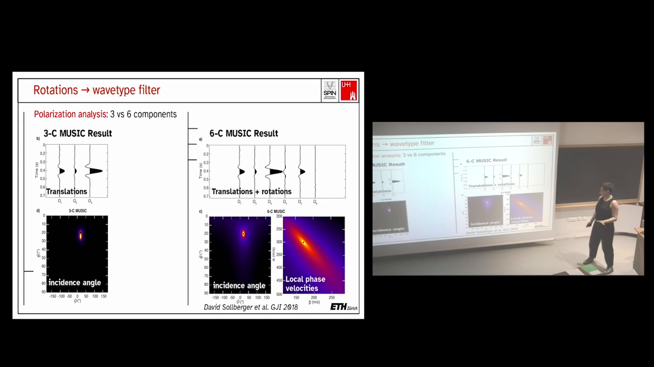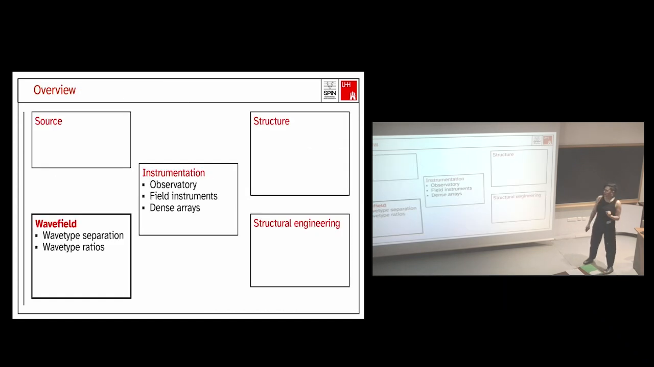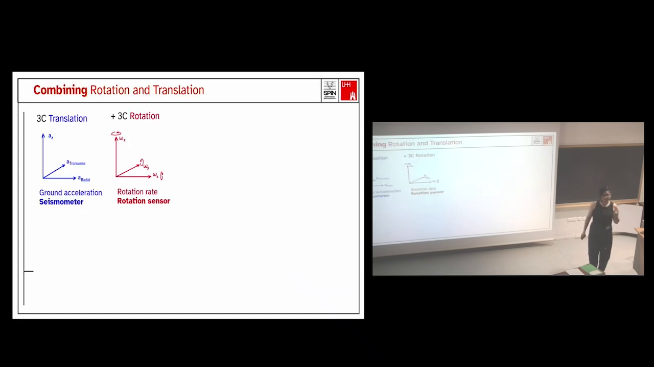So, all right, I think I'll leave it at that for the wave field aspect. So we've seen that we can separate the wave field into its different wave types. If you go one step further, you could also look at wave type ratios, which could be interesting for equipartition, for example. Yeah. So what can we do with that? Let's look at structure. So I just pointed out this fact that you can get the local phase velocity.